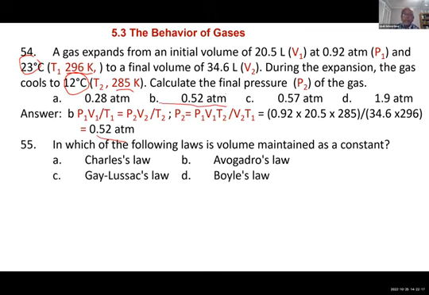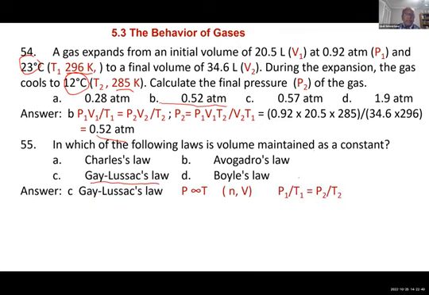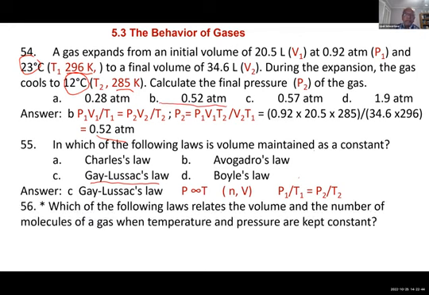Which of the following laws has the volume maintained constant? Volume is maintained constant in Gay-Lussac's law. Charles law, volume versus T. Avogadro's law, volume versus number of moles. Boyle's law, volume versus pressure. Gay-Lussac's law, volume maintained constant.